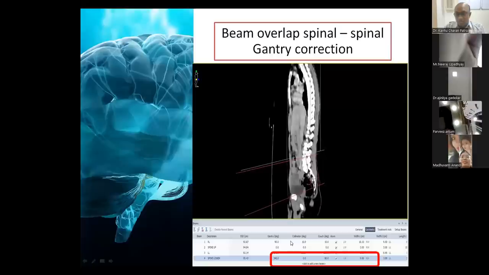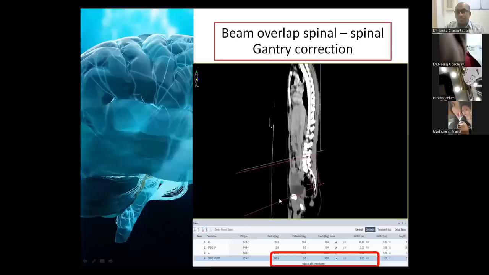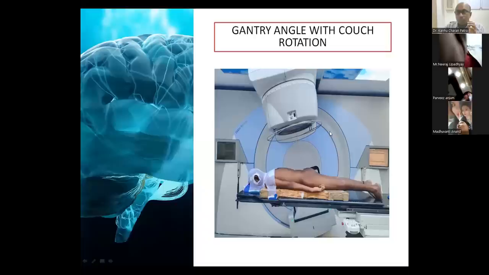If it is a spine, and two spinal fields are there, you need the gap calculation. If you don't want to do the gap calculation, you can go for the gantry rotation and couch rotation. Couch should be 90 degrees here, and you have to rotate the gantry to 345, 344, as per your requirement. This is called the gantry couch plane. So this is how it is, 90 degree couch with gantry rotation 345 degree. It is not at 0 degree. I was playing with the gantry rotation and couch rotation.